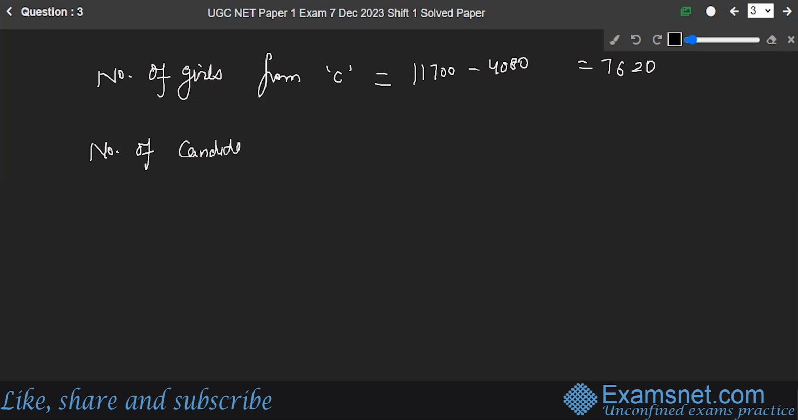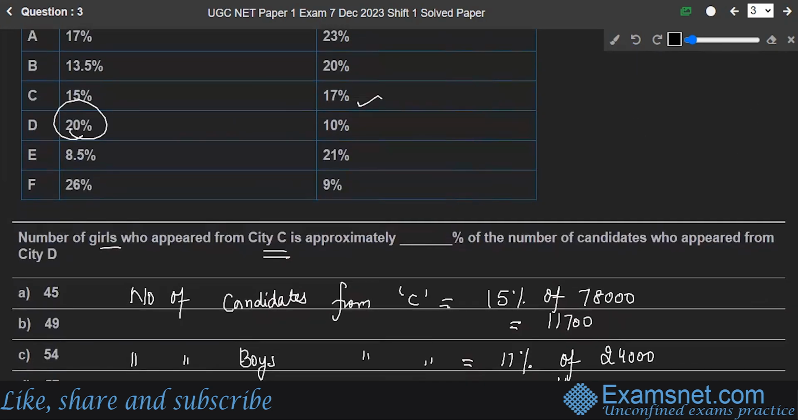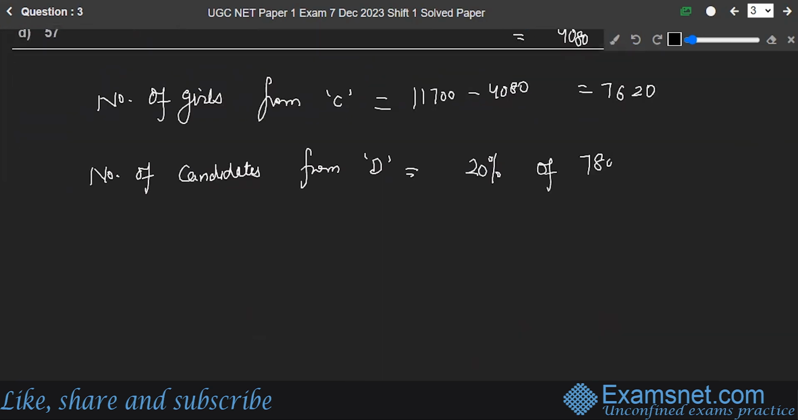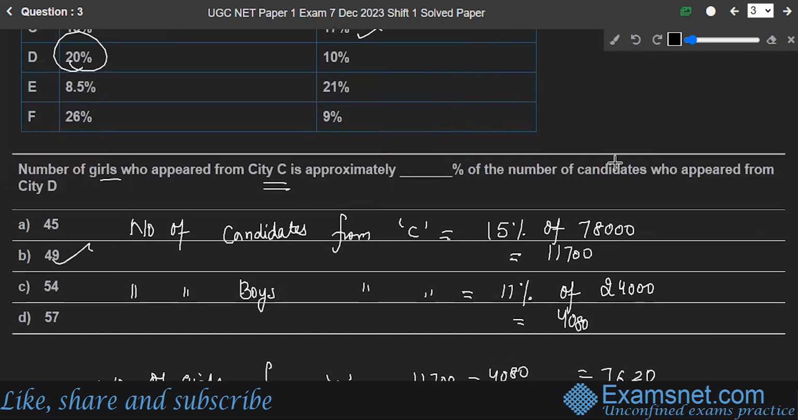Now, the number of candidates who appeared from city D is equal to 20% of the total, as you can see over here. That gives you 15,600 candidates from city D. So your required percentage is the number of girls divided by the number of candidates from city D, multiplied by 100, and this will give you approximately 49%. This is option B.